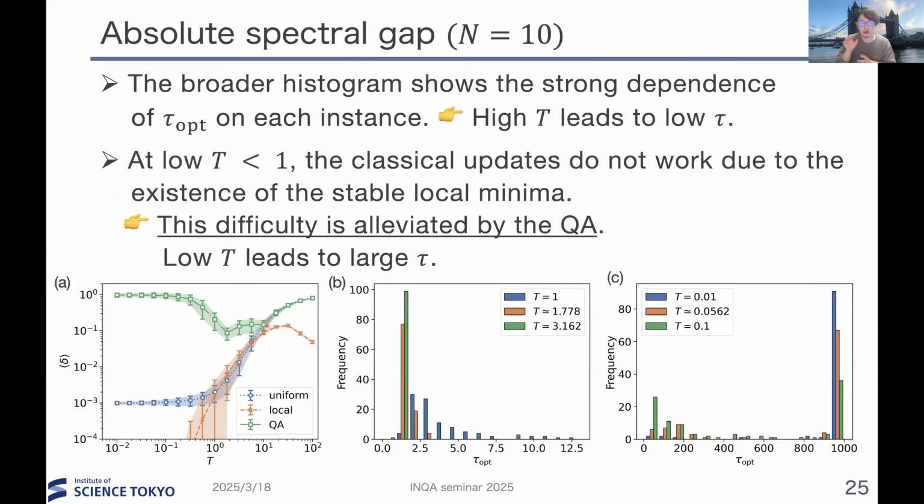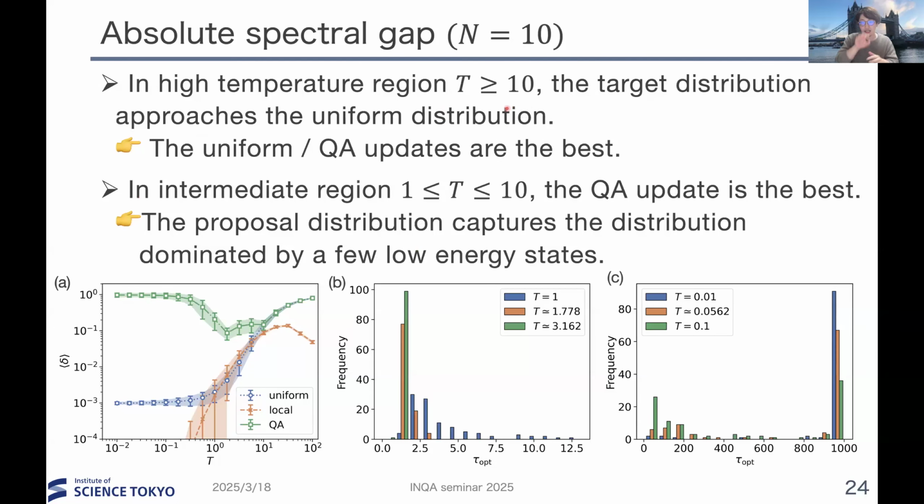So next we consider the optimized annealing time. This is a histogram of the annealing time for each temperature. This figure shows that the broader histogram shows a strong dependence of tau opt on each instance. So this means that high temperature leads to a low annealing time. This description is consistent with the first remark, that in the high temperature case, the target distribution approaches a uniform one.